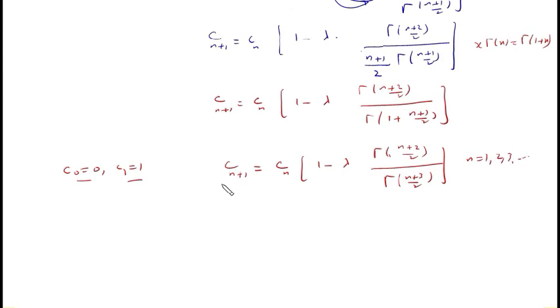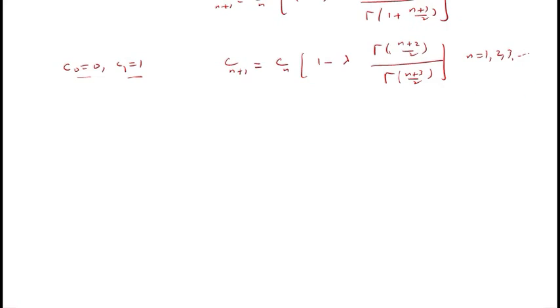This is our recurrence relation, but we need to find the value of C_n to get our solution. So I will expand this recurrence relation taking different values of n, starting from n equal to 1. When n is 1, it becomes C_2 equal to C_1 into (1 minus lambda), and gamma when n is 1 is 3 by 2, and in the denominator it is gamma 4 over 2, which is gamma of 2.